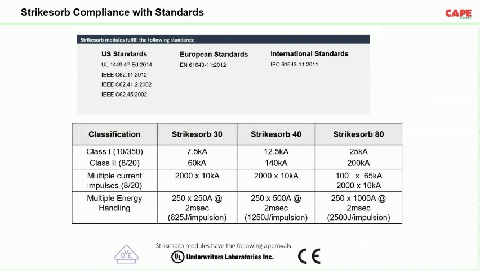But practically, lightning is not going to wait for the equipment or SPD to cool down. In real life, lightning can be multiple and back to back. Let's say there can be 10 back-to-back lightning strikes or 10 subsequent impulses. For that, we have tested our bus bar mounted SPDs with 2000 back-to-back strikes of 10 kiloamperes, and Strikesorb 80 is specially tested with 100 back-to-back strikes of 65 kiloamperes each. Also, we have tested our SPDs with long duration impulses, like 250 impulses of 250 amperes, 2 milliseconds each. All three SPDs have been tested with these impulses.